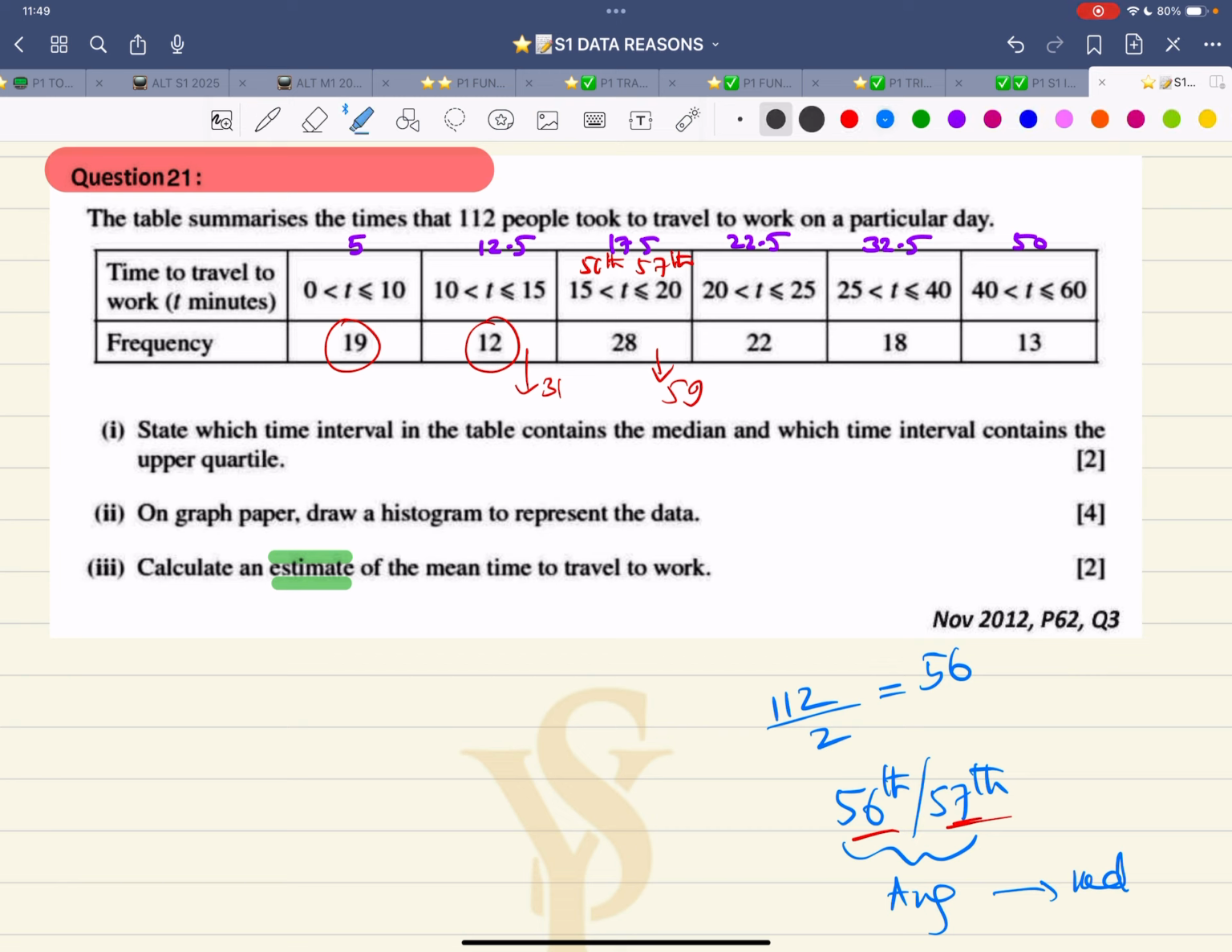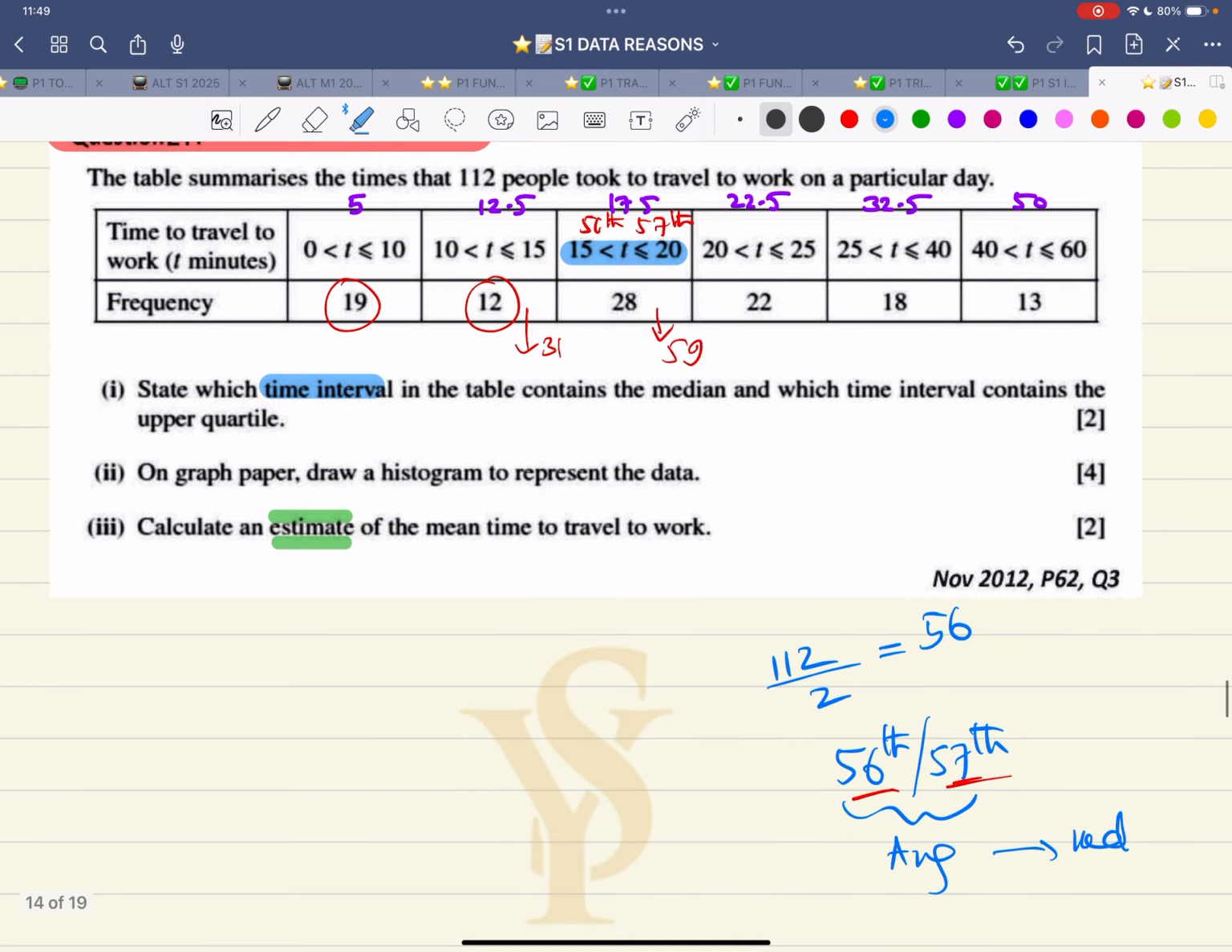Therefore, they are asking about which time interval. So the time interval is 15 till 20. Now, let me keep adding it up. If I add 59 plus 20, that is 79, plus 2 is 81 up till here, and 81 plus 18 is 99, and 99 plus 13 definitely is 112.